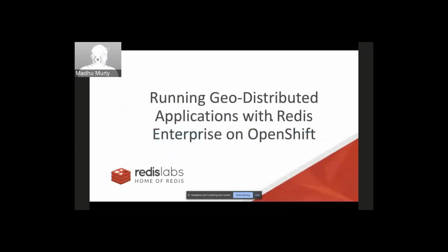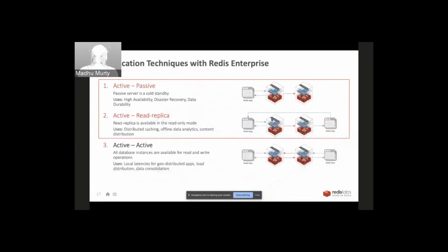Now that's the very high-level overview of how it integrates with OpenShift and the different components within OpenShift. Let's talk about geo-duplicated applications. Redis Enterprise offers different replication techniques, right? You have active-passive, active read replica, and active-active. Let's just take a couple of minutes, and I'm going to talk about active-passive.